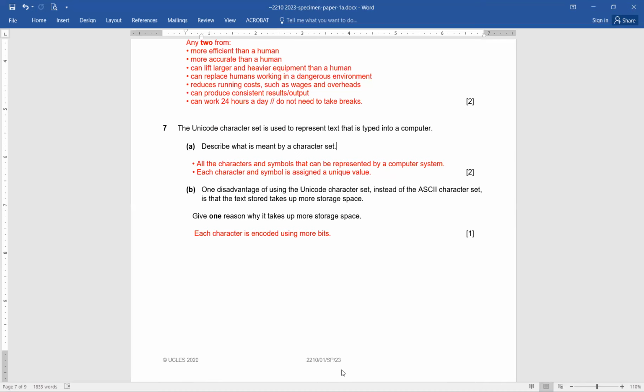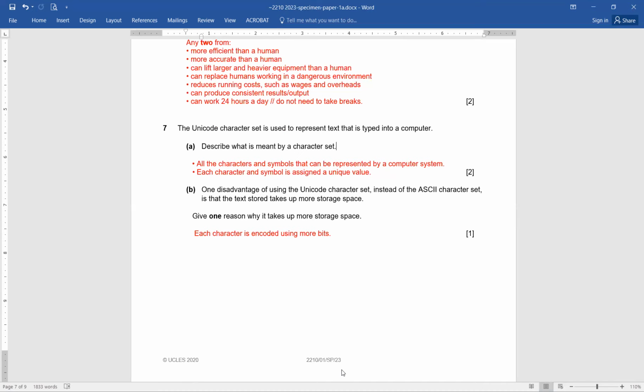One disadvantage of using the Unicode character set instead of the ASCII character set is that the text stored takes up more storage space. Give one reason why it takes up more storage space. If you remember, by the way, how many bytes are used by a Unicode character? That's great. Every single character in Unicode is occupying 4 bytes.